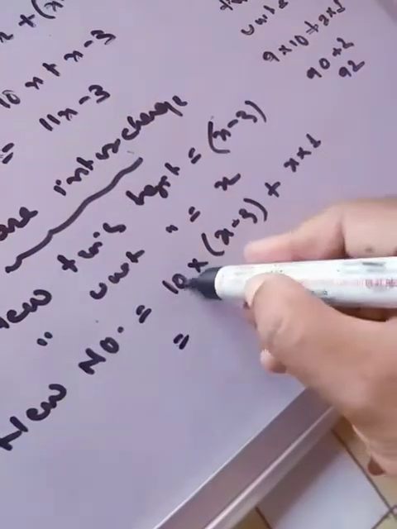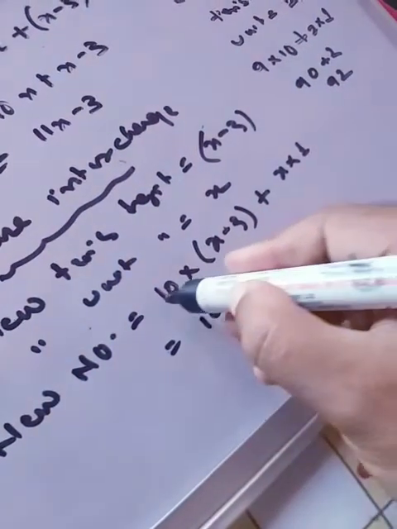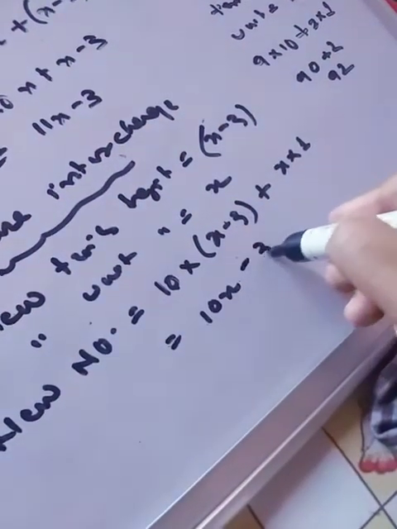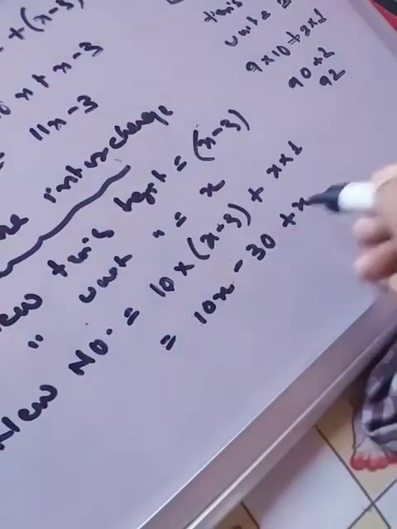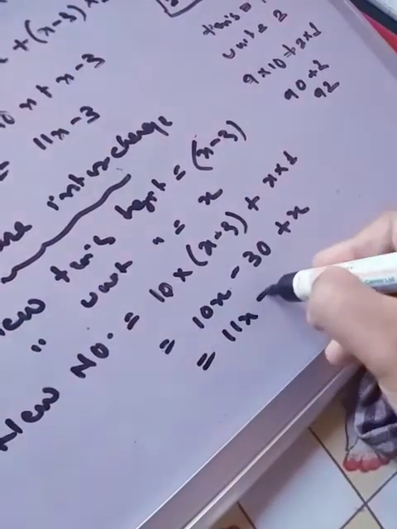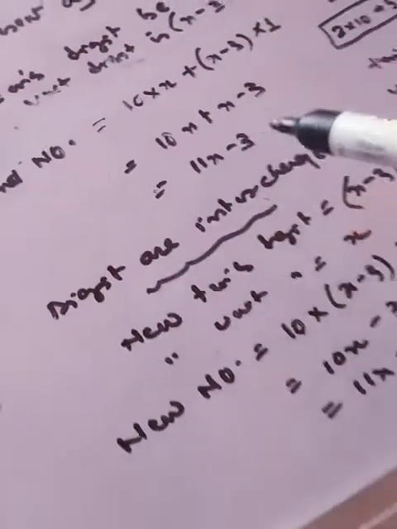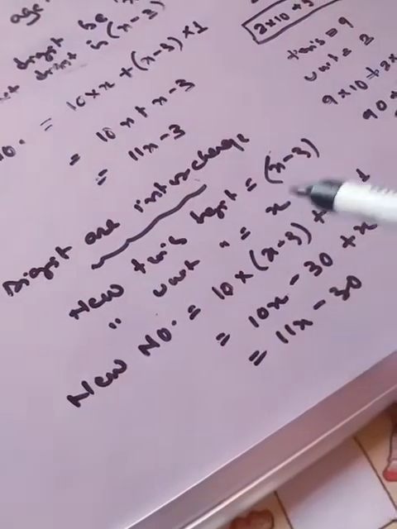So just open the bracket, 10 into x is 10x, plus into minus is minus, 10 into 3 is 30, plus x. Now add this to get 11x minus 30. So this is the new number. This is the original number that you have to find out, and this is the new number once you have interchanged the digits. Now see, what is the relation they are showing?